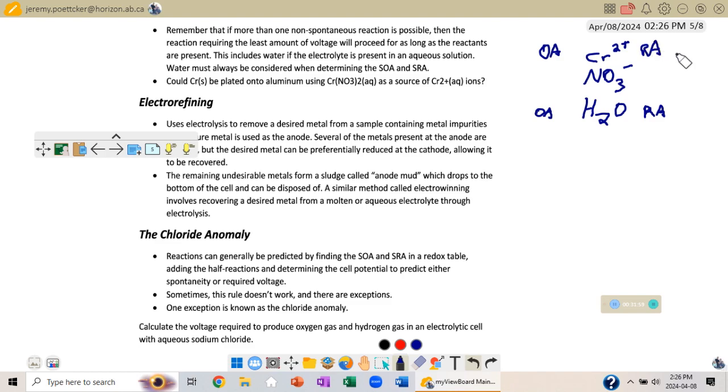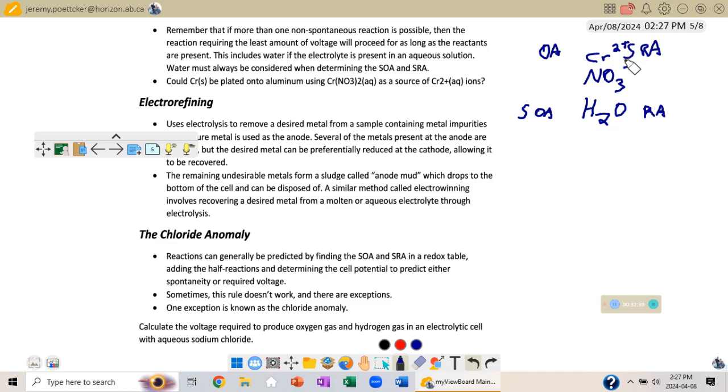And now we look at strongest and weakest and all those kind of fun things. So if I find chromium 2 plus, chromium 2 plus is going to be my strongest reducing agent. And then I look to see chromium 2 plus on the other side. And chromium 2 plus is not my strongest oxidizing agent. So guess what? My strongest oxidizing agent, in fact, is going to be water.